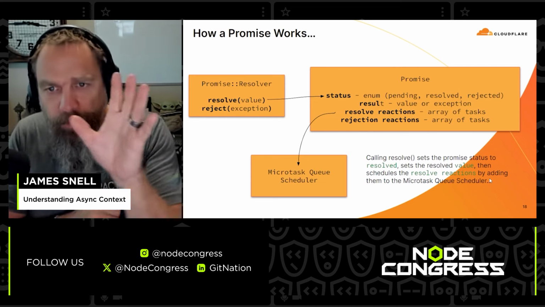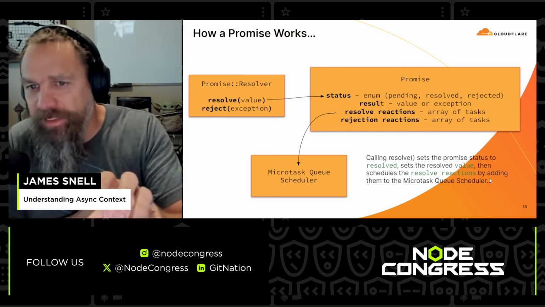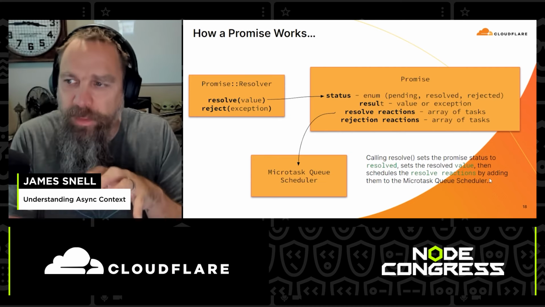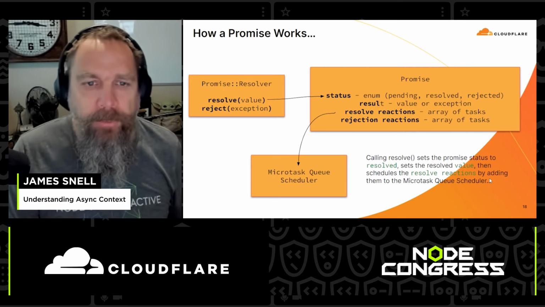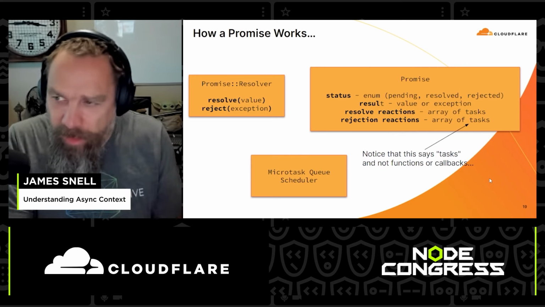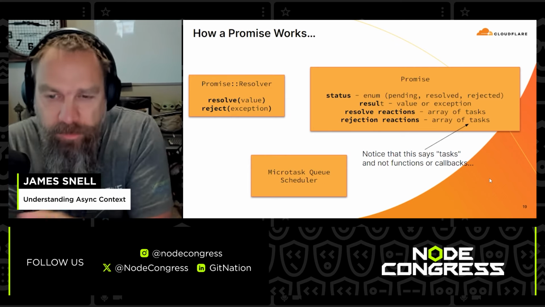Okay, so we have the promise, we have the resolver, we have the scheduler. Resolver sets the status of the promise, updates it, and causes the microtask scheduler to receive a set of tasks to run. All right. Notice it says tasks and not functions. When you call .then on a promise, you're passing it a function, right? When you call .catch, you're passing it a function.